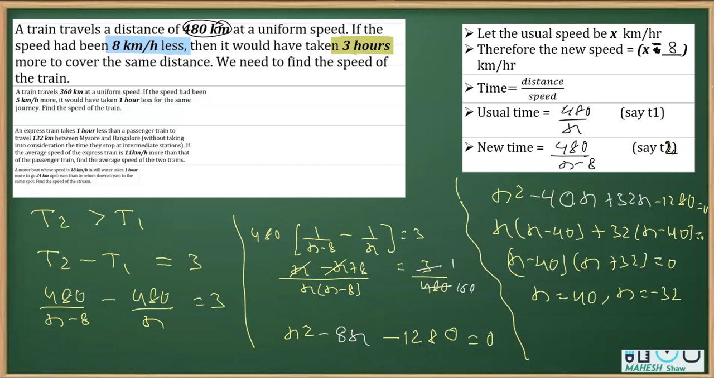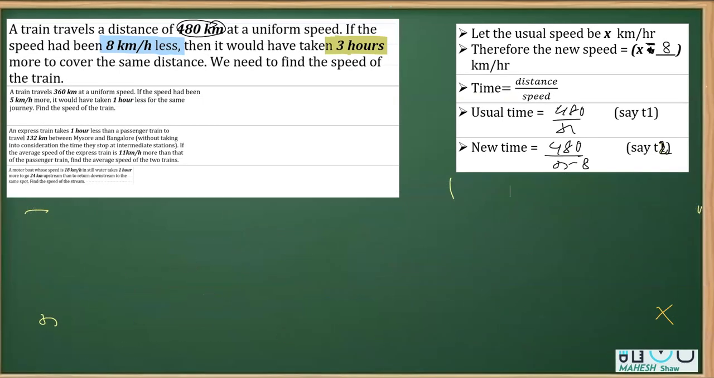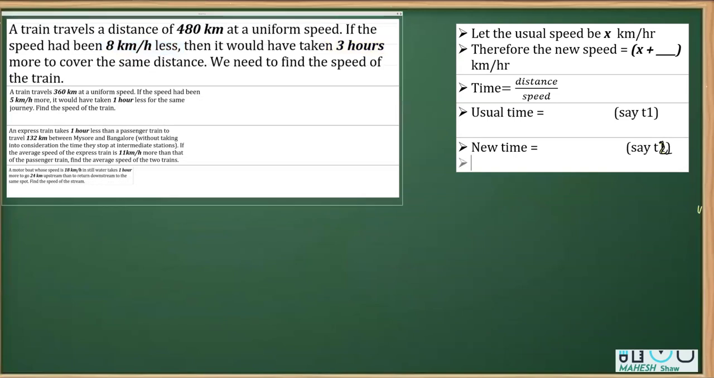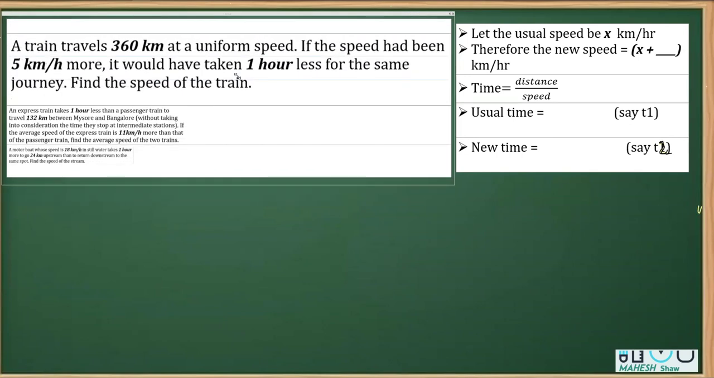As you know that the speed cannot be negative, so we'll declare x is equal to 40 as the usual speed. Now we have done the first part. Let's do the other part here. For that, I'll erase this. First question is done. Taking the second question here.